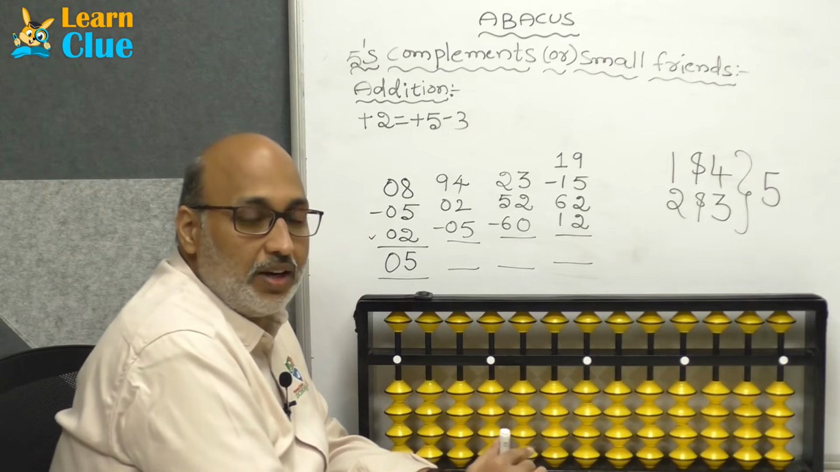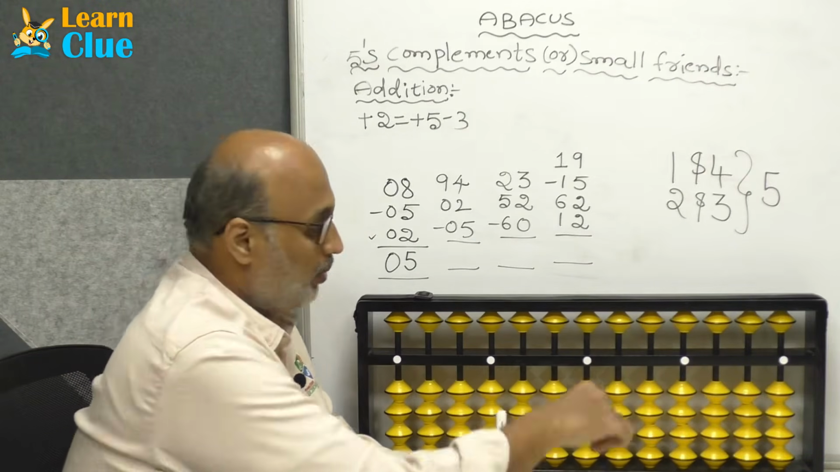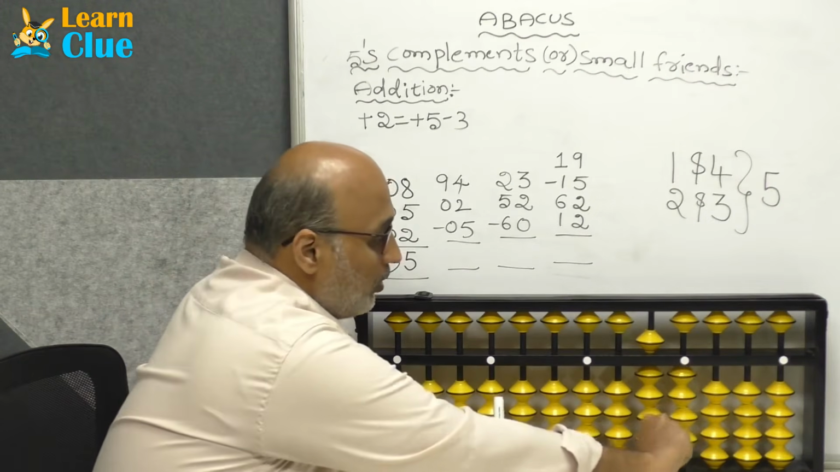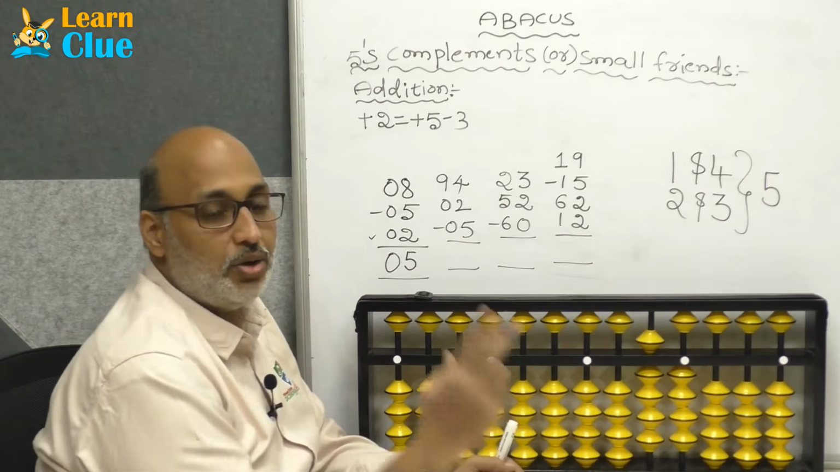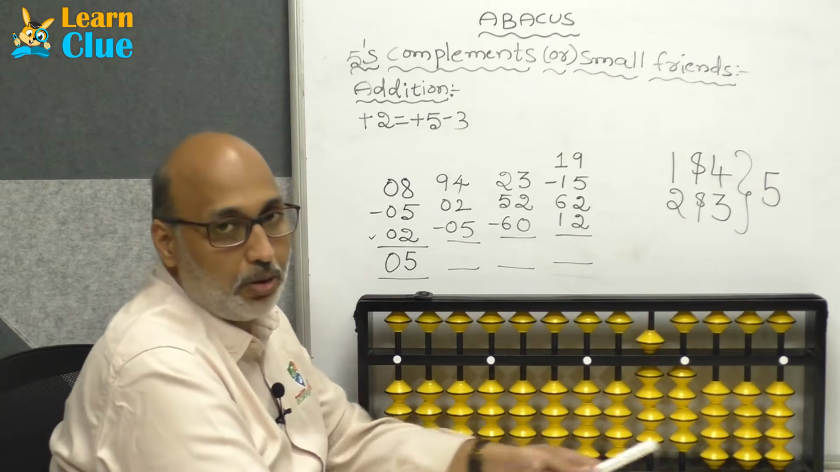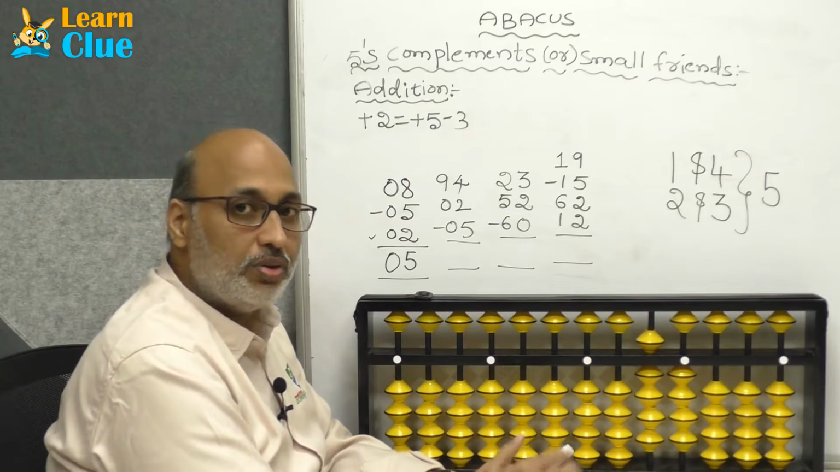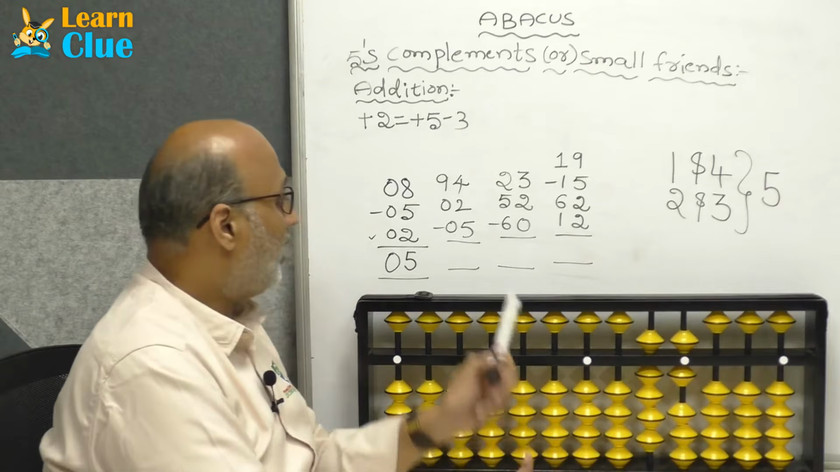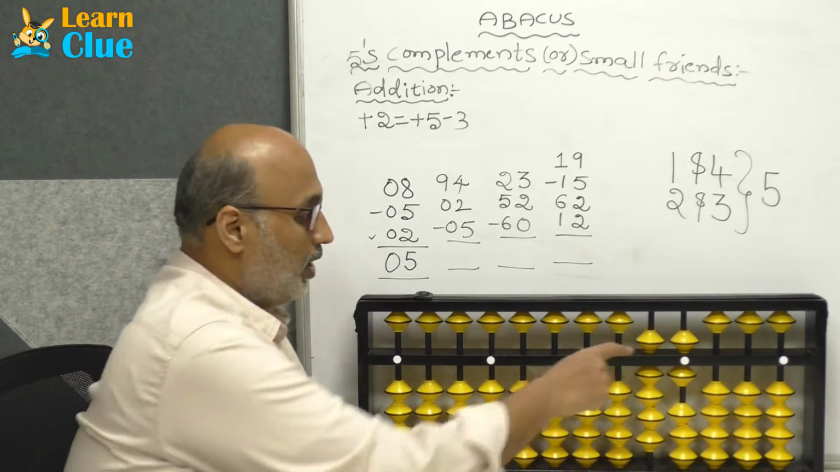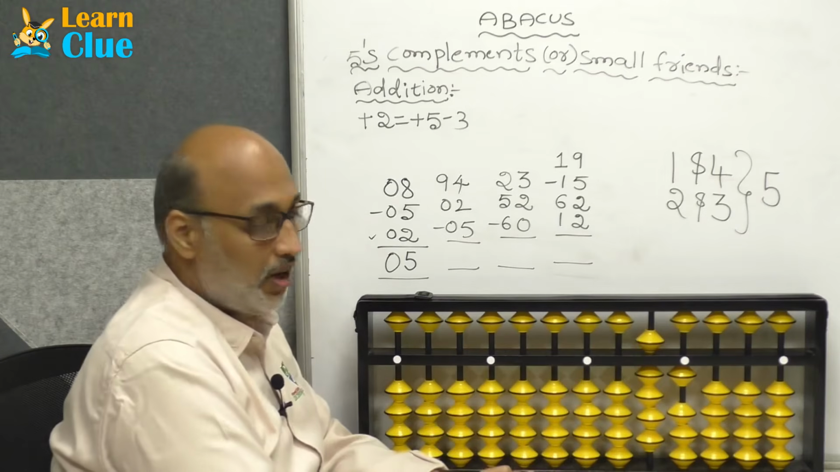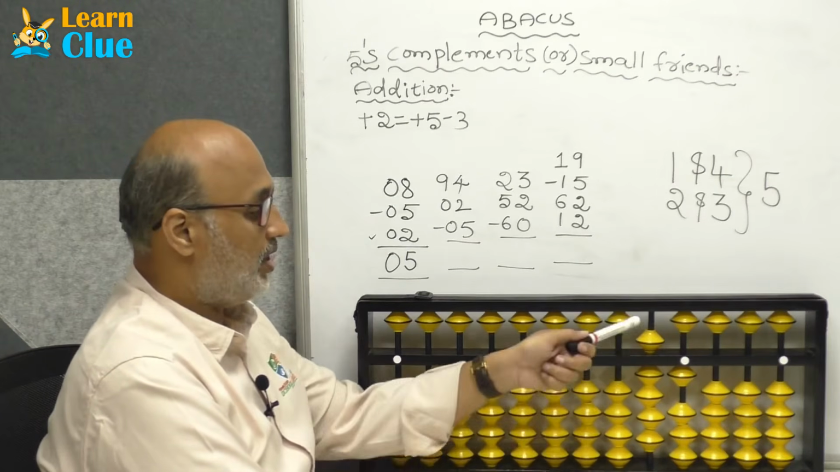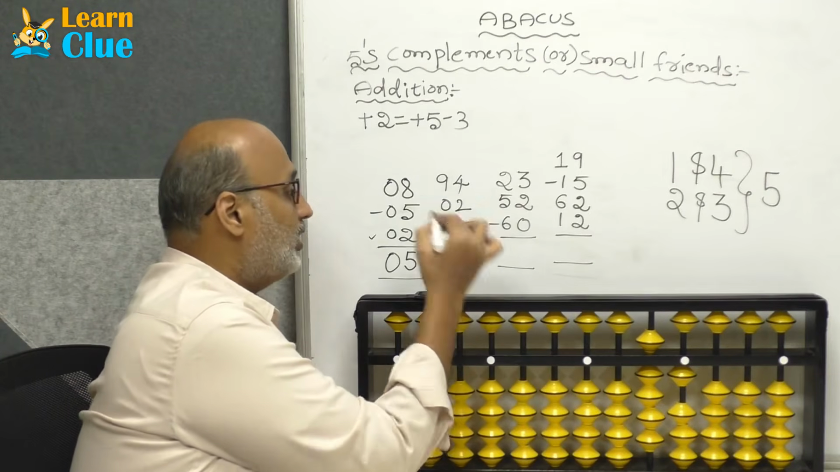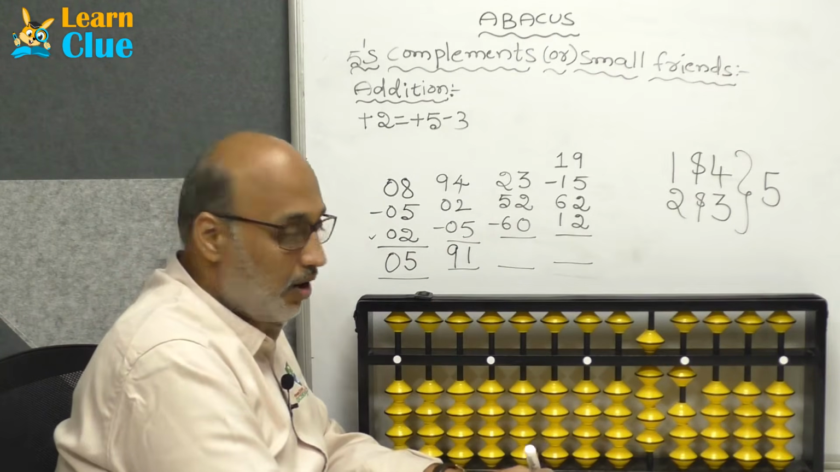94. In this 94, which one do we have to represent first? 90 in the tens place, 4 in the ones place. Now they are asking 2 again. Again we are facing a problem. Who is the friend of 2? 3. So plus 5 minus 3. Now they are asking minus 5. We can do it. Now tell me the answer. 91. 91 is the answer.